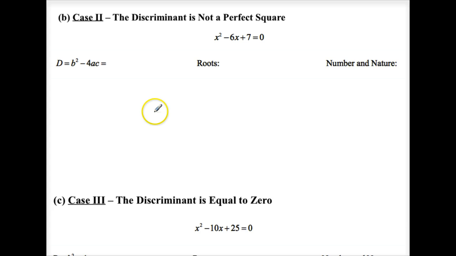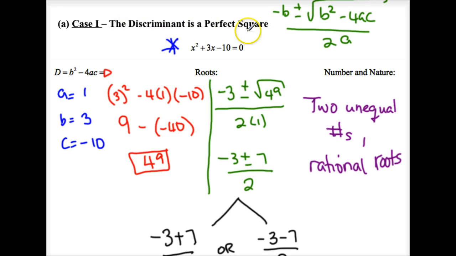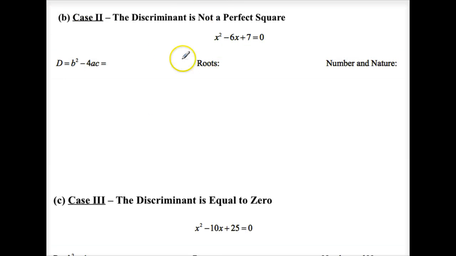Let's see, we have some cases. So for case 2, it says the discriminant is not a perfect square. In case 1, which is at the bottom here, we saw that the discriminant is a perfect square, meaning the square root of 49 was giving me a perfect number, which is 7. So again, I want to do this here.